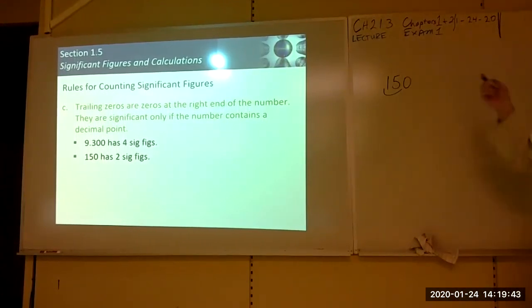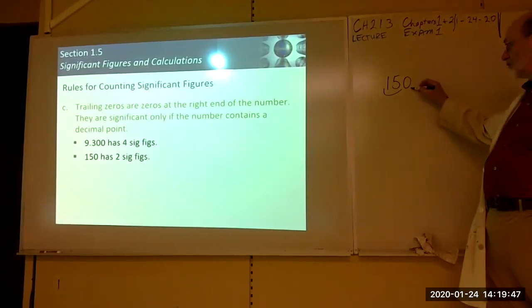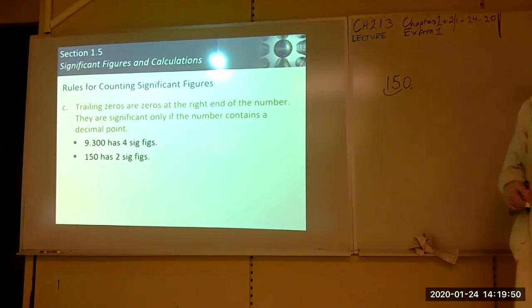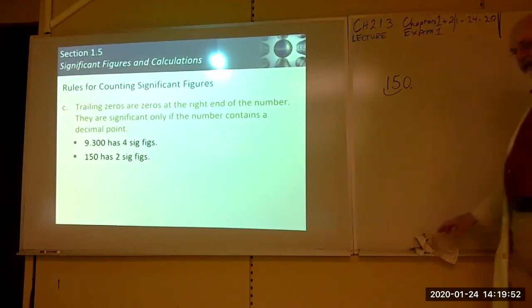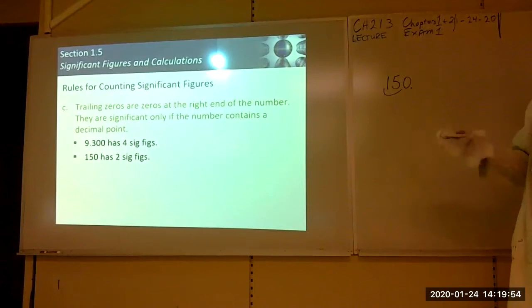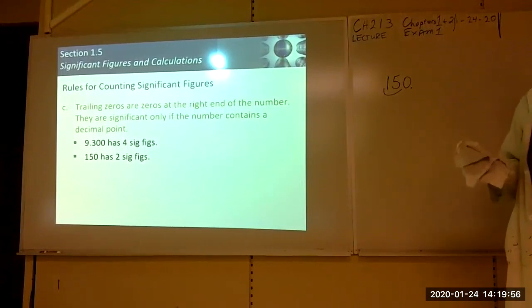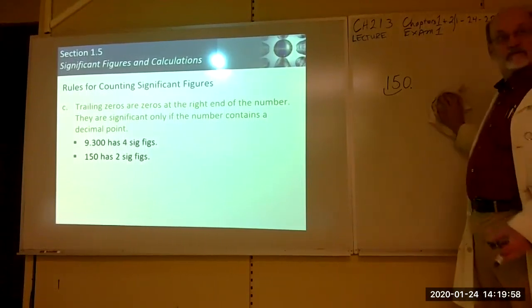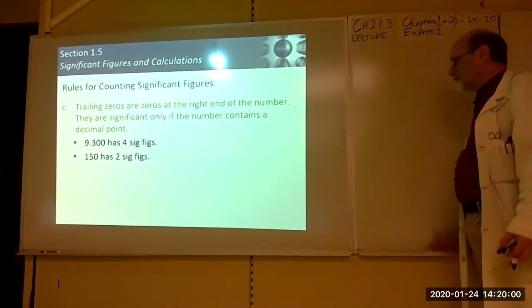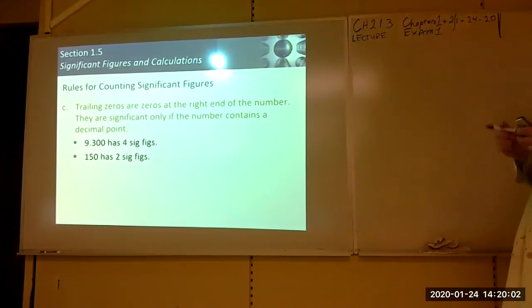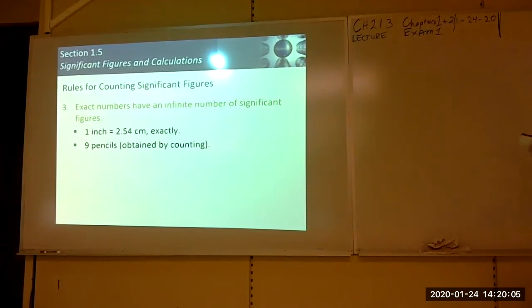If we want to make that 0 significant, what do we do? We put the decimal in. Now it's significant. I mean, you don't want to do that just willy-nilly, but if it needs to be significant, then yeah, put the decimal in.